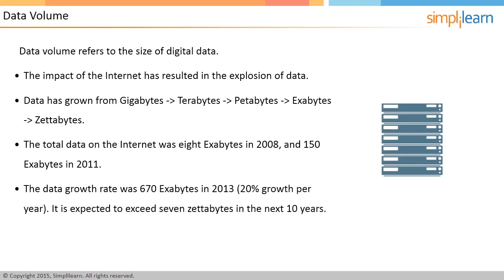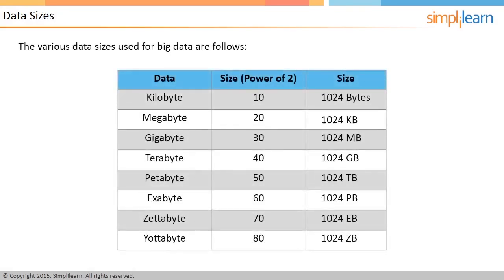The table shows the various sizes used for big data. The size along with the power and description of each data term is given. The terms kilobyte, megabyte, and gigabyte are familiar. Terabyte is about 1,000 gigabytes, and petabyte is about 1,000 terabytes. The new terms added to address big data sizes are exabyte, zettabyte, and yottabyte. Typically, the term big data refers to data sizes in terms of terabytes or more.